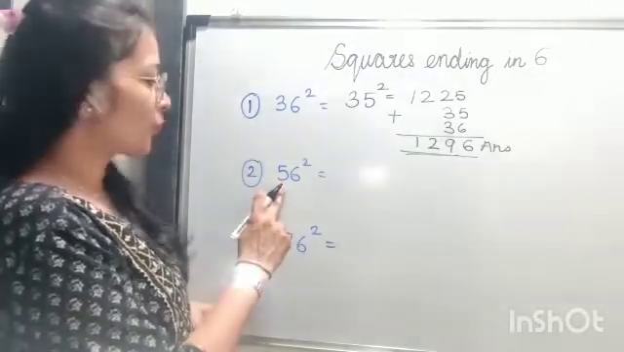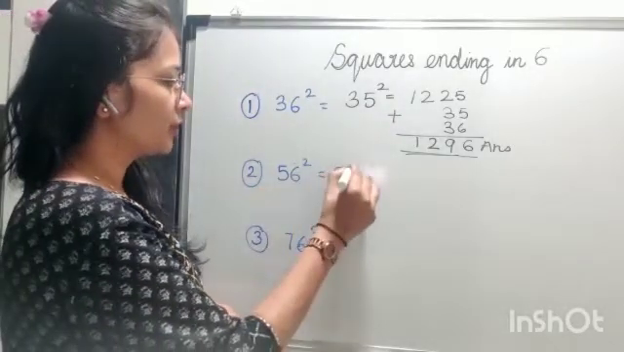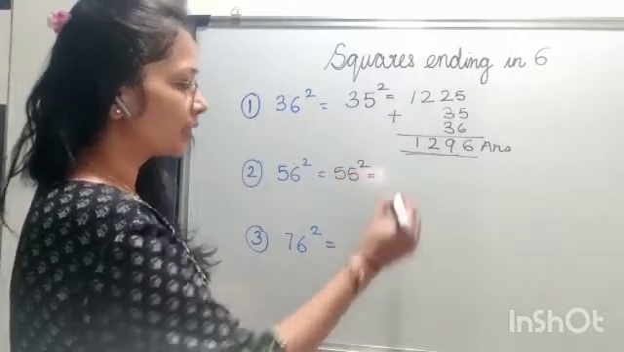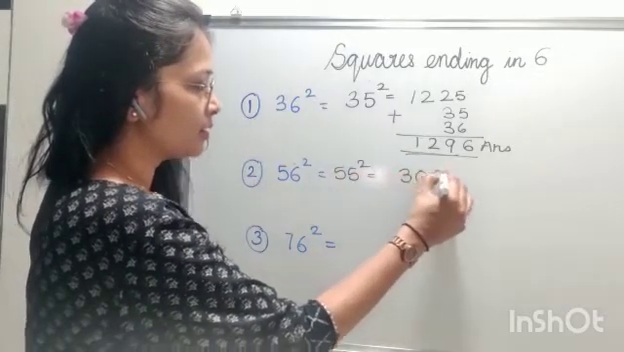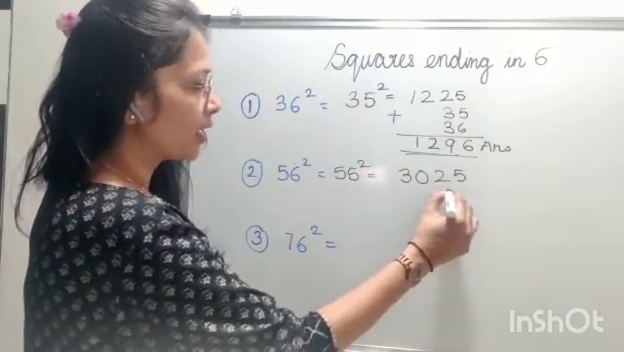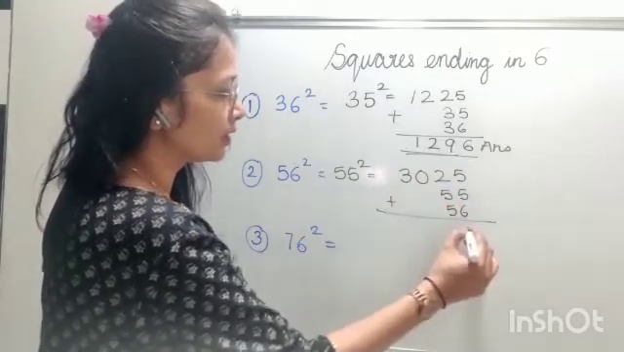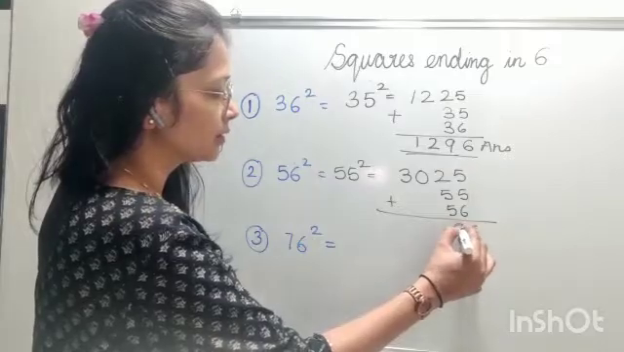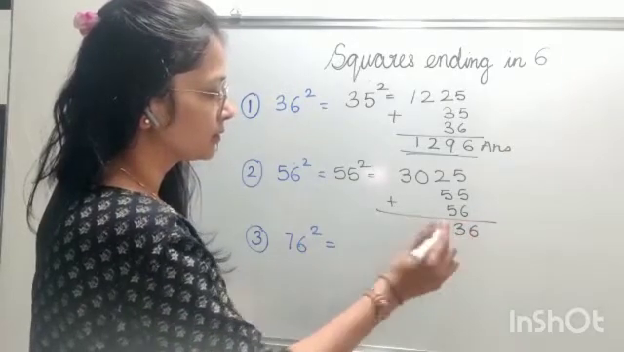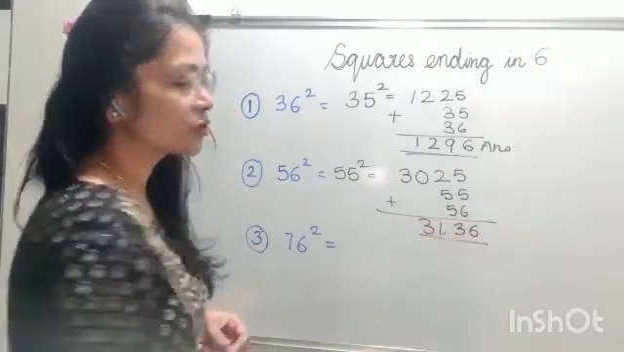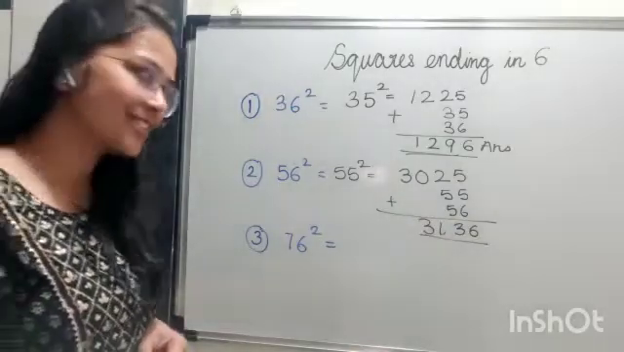First, let's find the square of 55. 55 square, the answer would be 5 6s are 30, 25. Add up 55, add up 56. Can you find the answer? The answer is 3136. Isn't that simple?